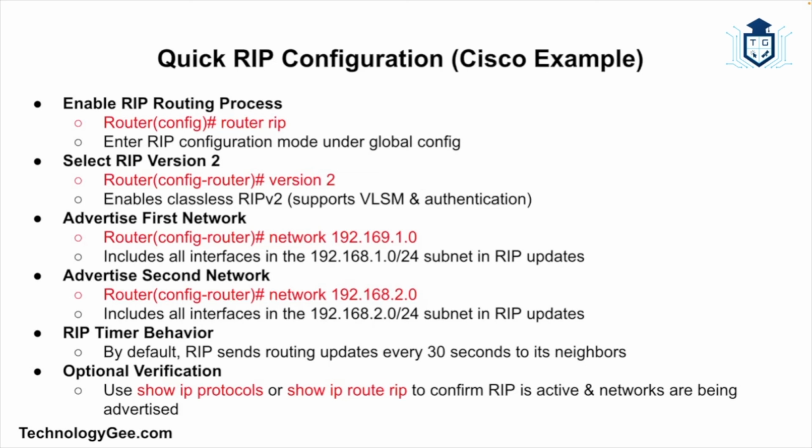So if you're using Cisco routers, here's a quick and dirty RIP configuration to get you started. So the commands are router rip, version 2. You identify the first network, you identify the second network. And that's pretty much it. RIP is up and running. And every 30 seconds, the router will send updates to its neighbors.